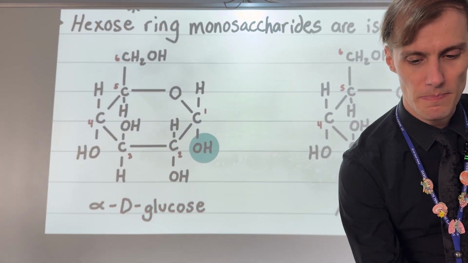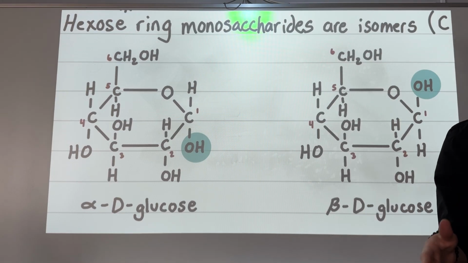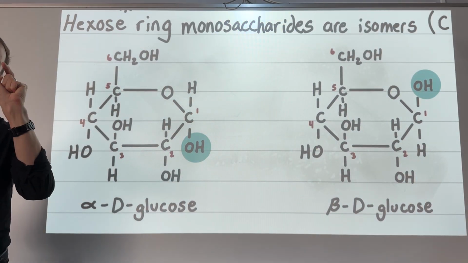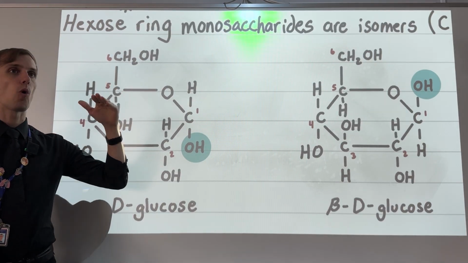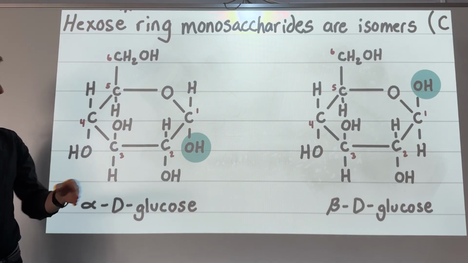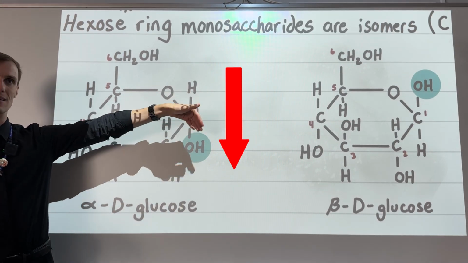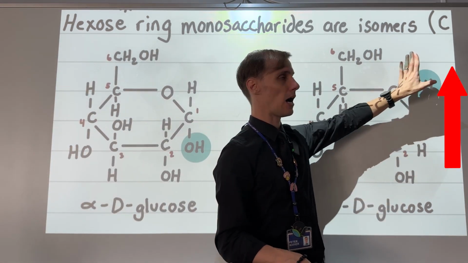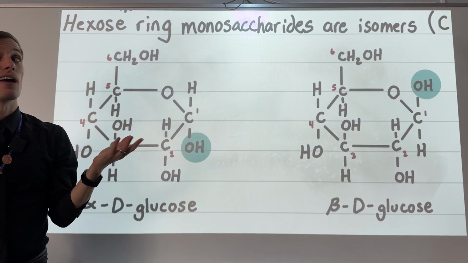I want to pay special note to these two right here. Both of these are glucose. However, there's a very, very small difference between them, and that is the actual orientation of the hydroxyl group on carbon 1. In alpha glucose, this hydroxyl group is in the downwards direction versus beta glucose, where it is in the upwards direction. Now, you might be wondering, who cares?